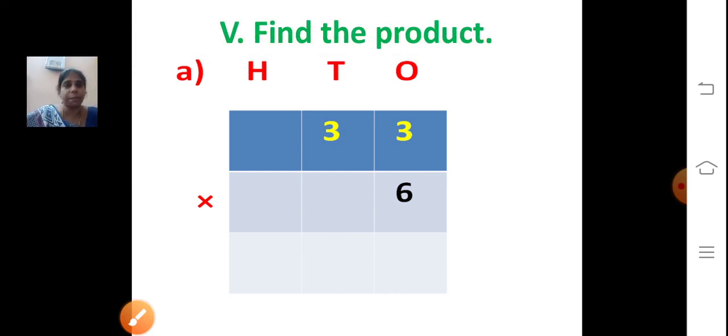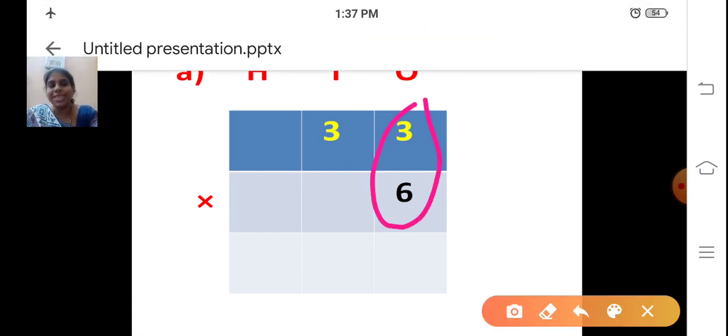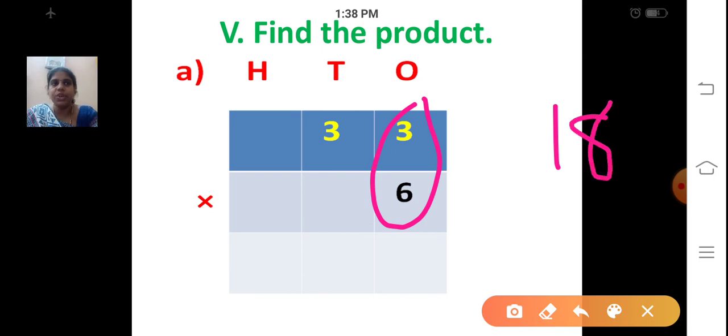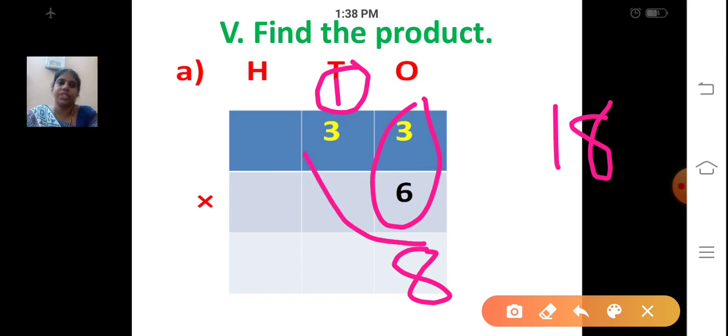So we are going to multiply 33 into 6. How to do that? First we are going to multiply 3 into 6. 3 sixes are 18. So 8 I am writing here. 1 is carried over. Next, again 3 sixes are 18. 18 plus 1 is 19.